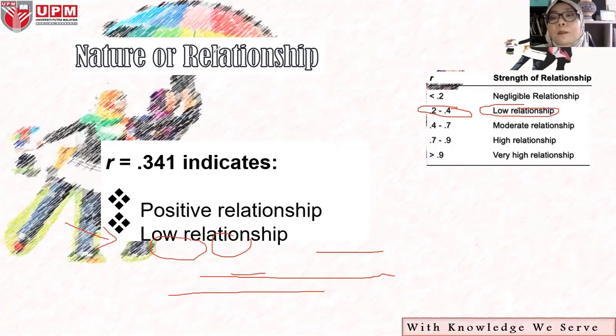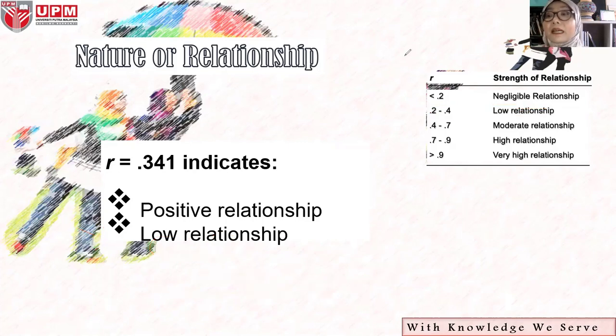It is not compulsory, but it is recommended, because most of the time when we report the R value, we want to know specifically what is the direction of the relationship and what is the strength of the relationship. By having the strength and direction of the relationship, we add more meaning to our findings, so we can interpret more based on our findings.